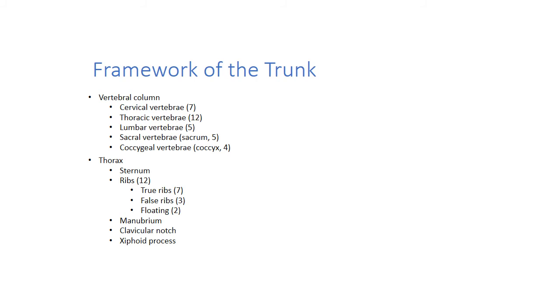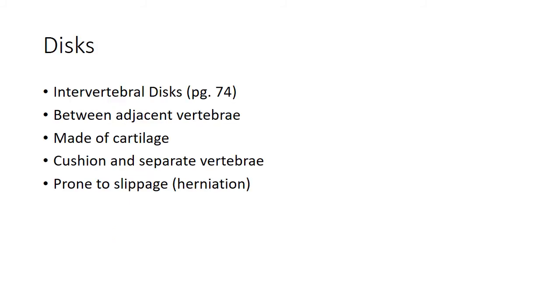Let's talk about the discs in the vertebral column. They're basically placed between each vertebra, and they're there for cushioning. They're made of cartilage. They separate the vertebrae, and in cases of poor mechanics, they're prone to slippage or herniation. You may have heard this term, slipped disc or herniated disc, before. We will deal with that particular topic a little bit later on, but we want to make you aware of the function of the intervertebral discs.